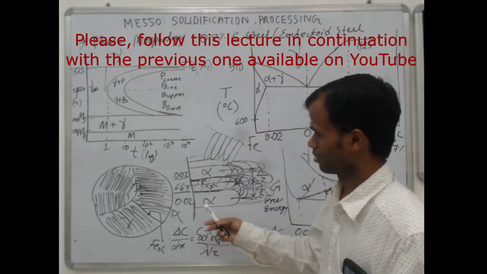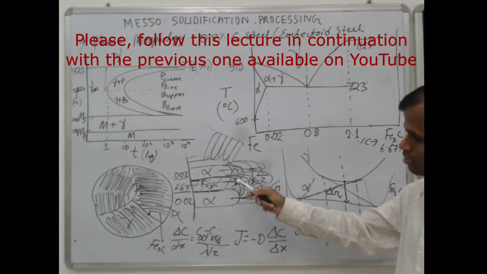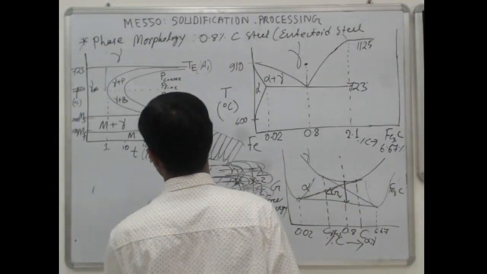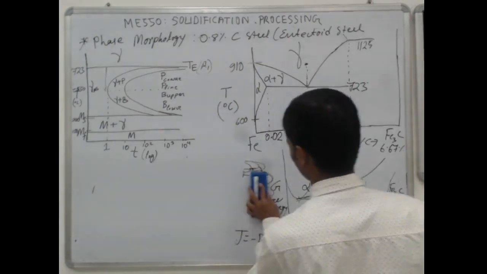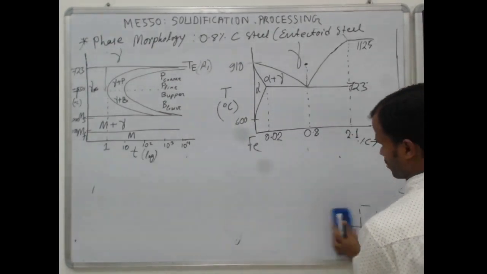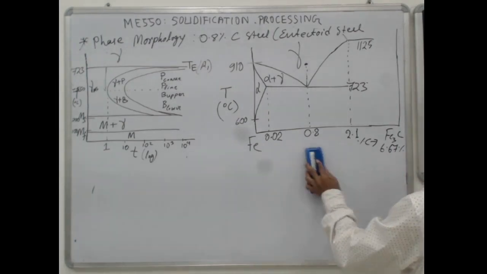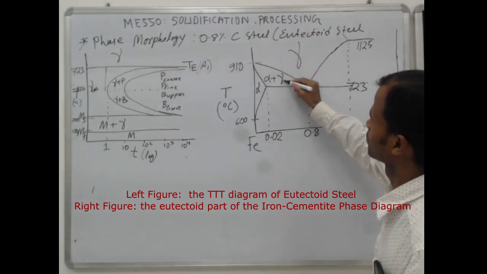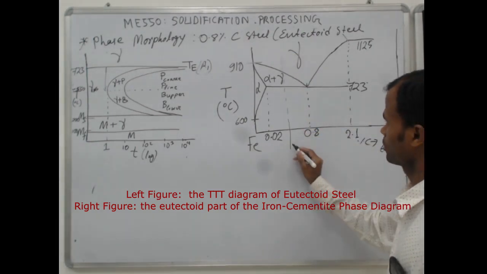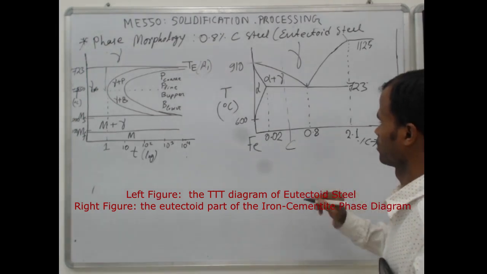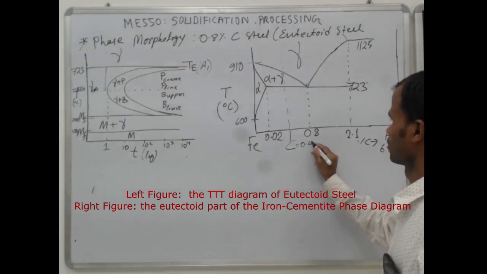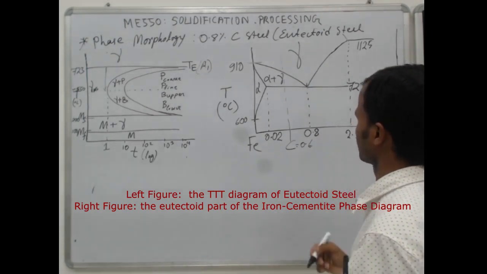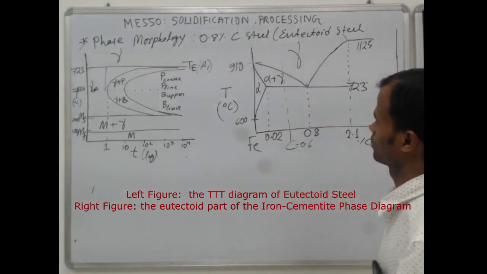So we have discussed the formation of pearlite and the morphology and the growth in detail. Now we will discuss the other transformation. Suppose now you have a material with an overall composition, this carbon concentration, say 0.4 or 0.6, say 0.6% carbon.